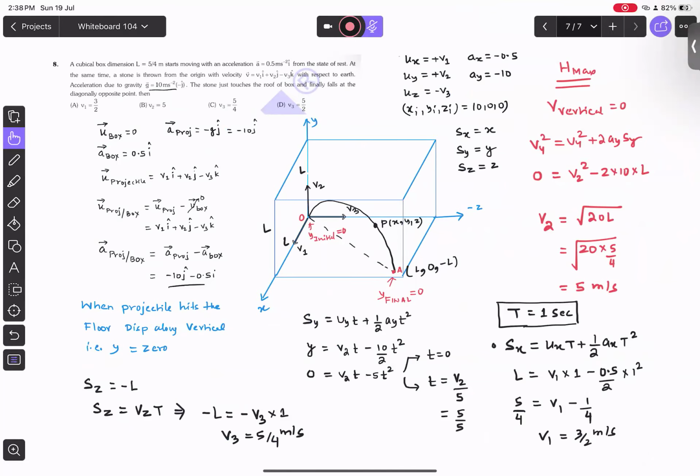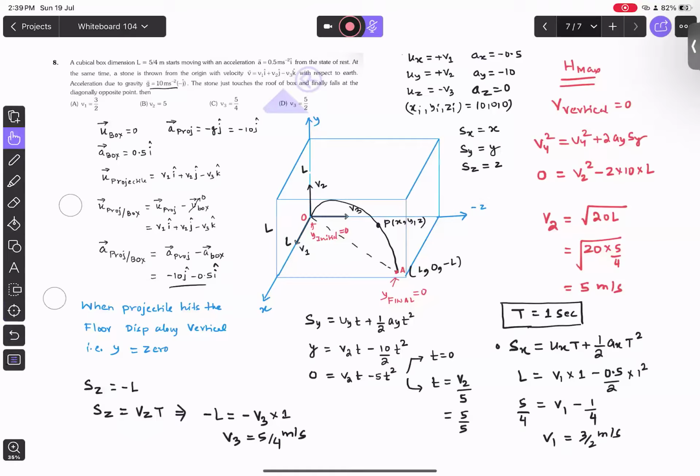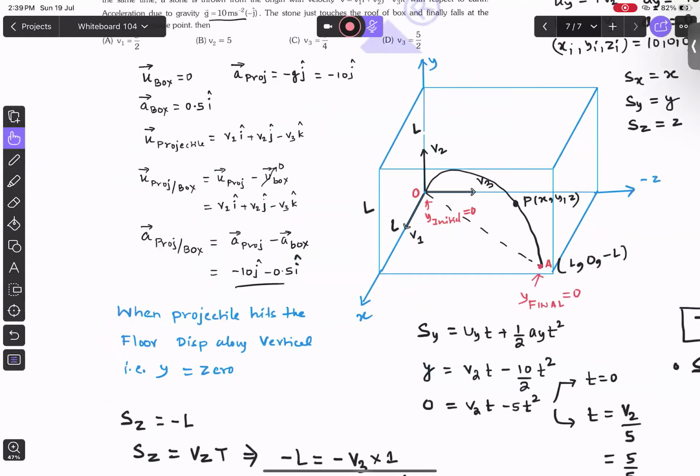I'll explain again. Sir, I don't understand how it travels at constant velocity in the z direction. Because, what is the acceleration of the projectile with respect to the box? It has an x component, a y component, but no z component. So acceleration along z is 0, which I did not write here. The acceleration of the projectile has minus 0.5 i cap and minus 10 j cap. I don't see any z component, so it is 0. Clear, no?